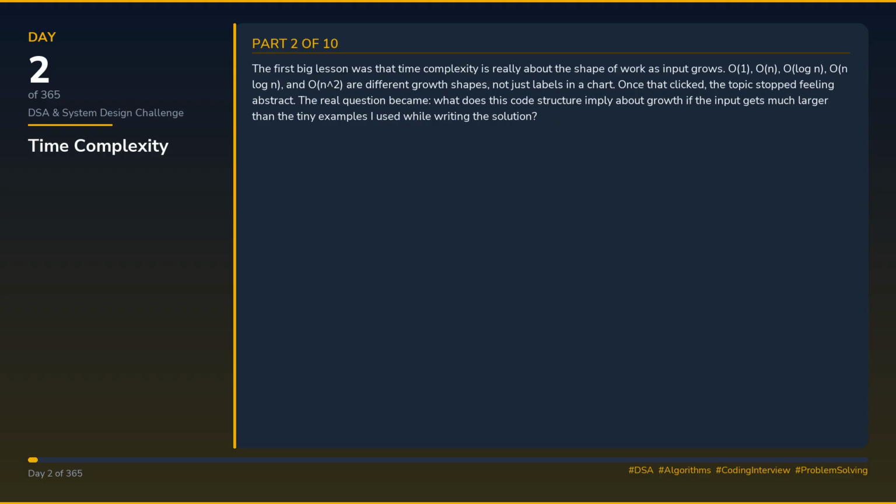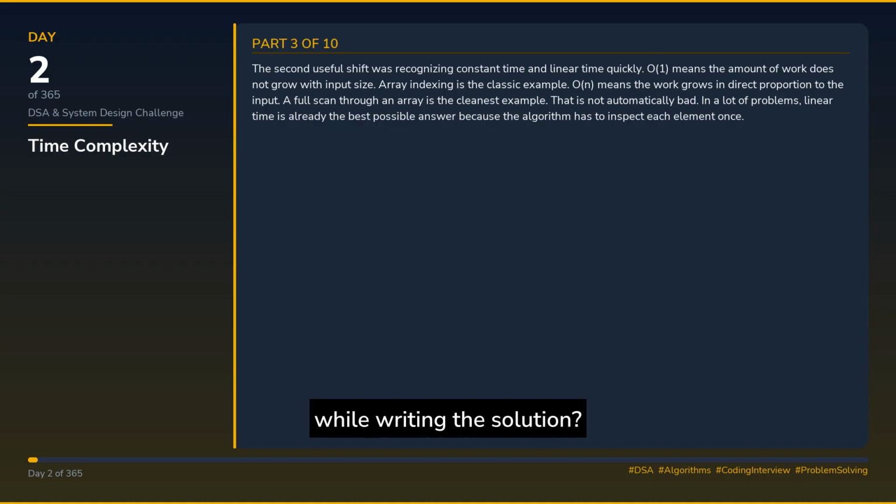The first big lesson was that time complexity is really about the shape of work as input grows. O(1), O(n), O(log n), O(n log n), and O(n squared) are different growth shapes, not just labels in a chart. Once that clicked, the topic stopped feeling abstract. The real question became, what does this code structure imply about growth if the input gets much larger than the tiny examples I used while writing the solution?